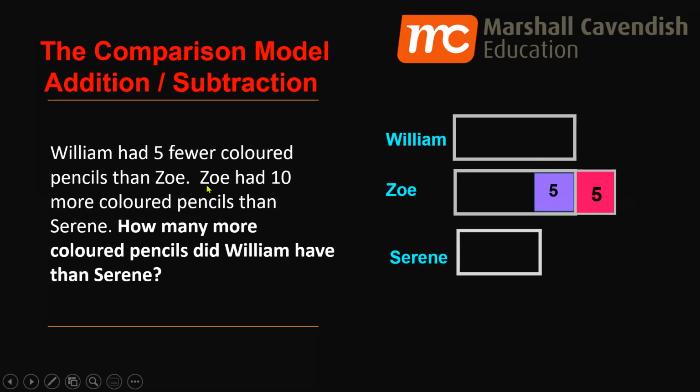And then we talk about Zoe and Serene. Zoe has 10 more, so Serene is even shorter, so 10 more. You can see that this is 10 here. So based on the diagram, you can already see how many more colored pencils William had than Serene. How many more does William have? Straight away, you can see the answer is 5 without having to actually work out the problem.